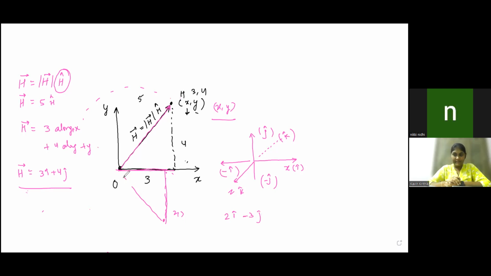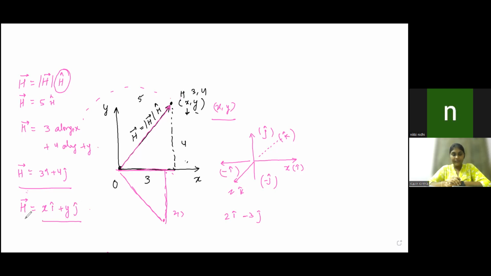All right. So that gives you this vector, which means this H vector can also be written as x I cap plus y J cap. No problem. Is that okay? This is called component form. This is called what? Component form.